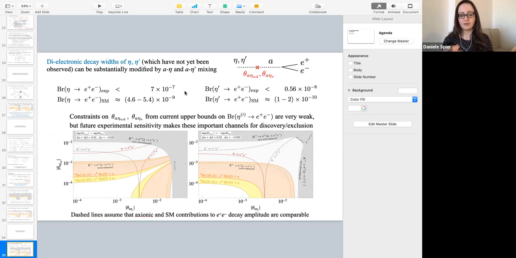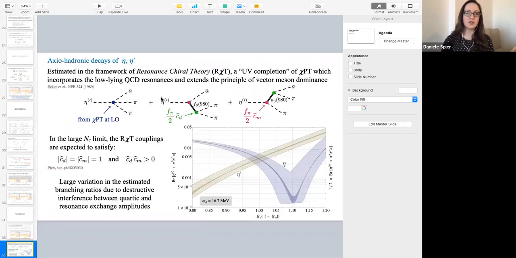These channels have not been observed yet because they are tiny, tiny, tiny in the standard model. So there is a possibility for the axion to give a non-trivial contribution to these channels that could be potentially observable in future eta and eta prime factories. And I can come back to these plots if you care about this. But let me go to the more interesting case, which is axion decays to eta and eta prime.